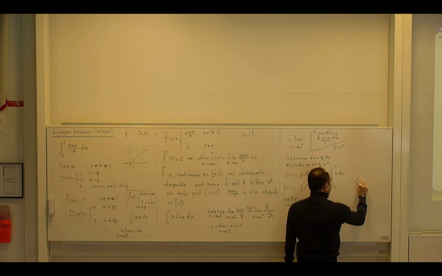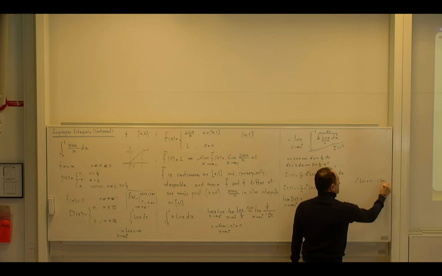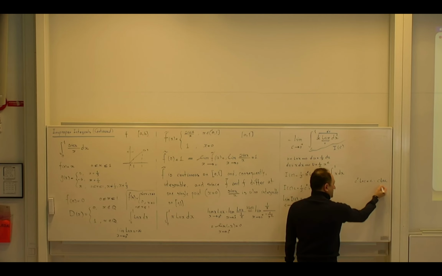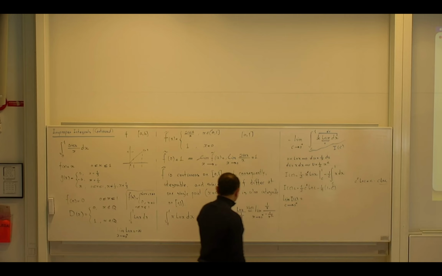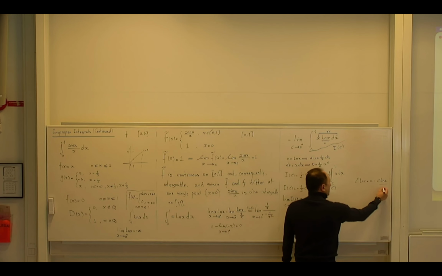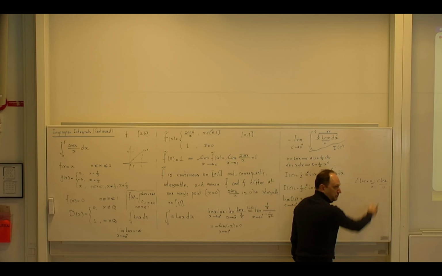C squared ln of c, I can write it as c times c ln of c. And then this one, I realized, is exactly this one. It is 0. And this one is also 0. So the limit of that one is also 0.